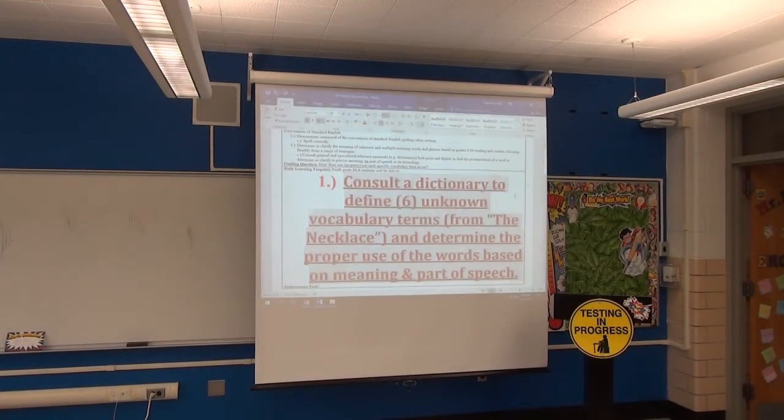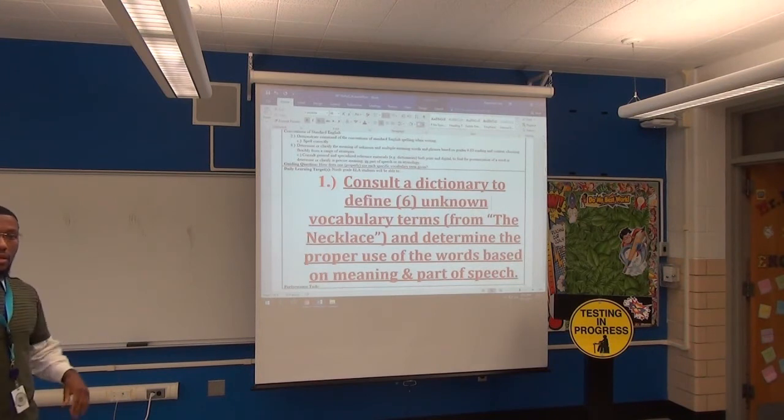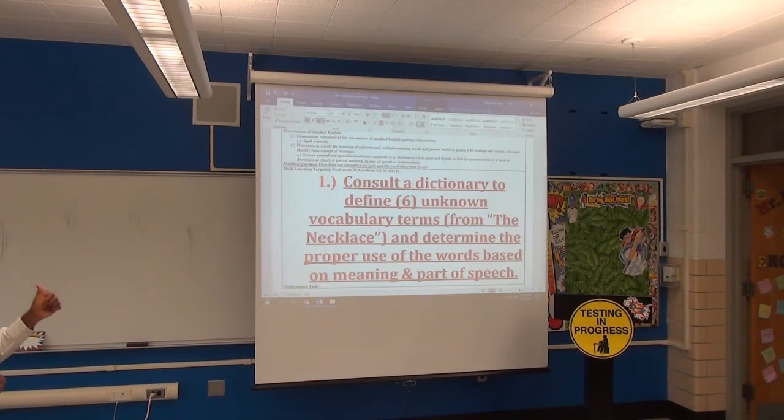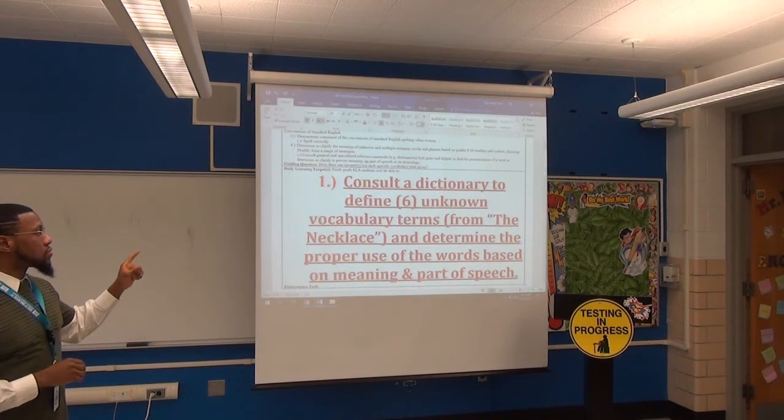Okay, so on your paper, drop a line under the assignment title, and then put this as your objective. Okay, so it says, actually, can someone read that for me? Which one? In red. Donovan? Yeah. Consult dictionary to define 6 unknown vocabulary terms from the necklace and determine the proper use of the word based on meaning and part of speech.